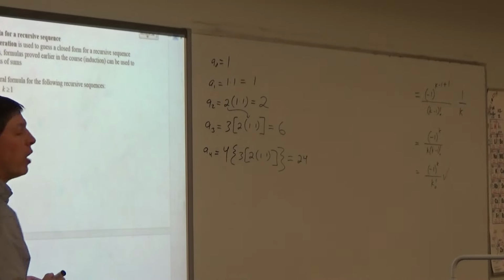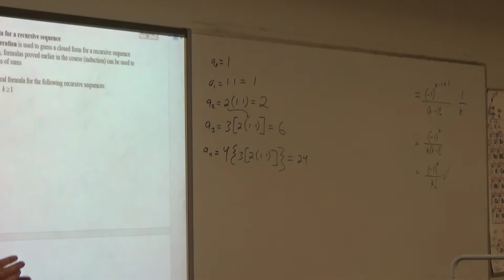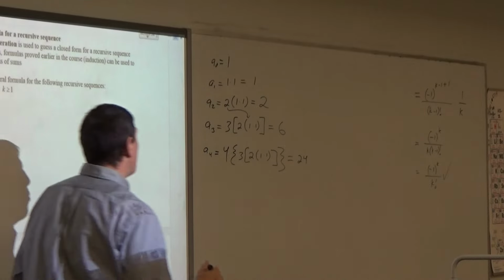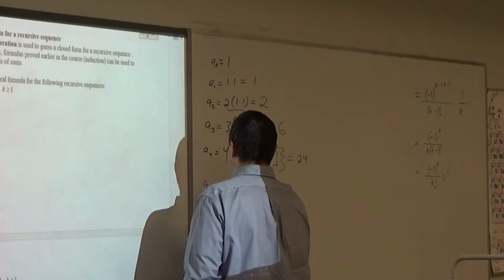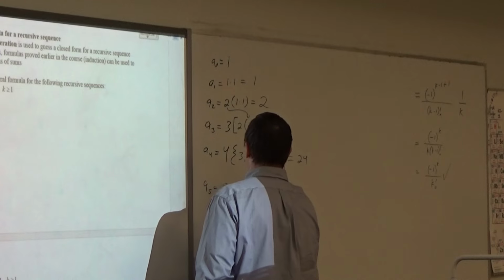And guys, what a lot of you have already noticed is that the next one's going to be 5 times 4 times 3 times 2 times 1 times 1. That's the definition of factorial, isn't it, guys? If you don't believe me, just keep doing it. Okay, a sub 5 would be equal to 5 factorial.